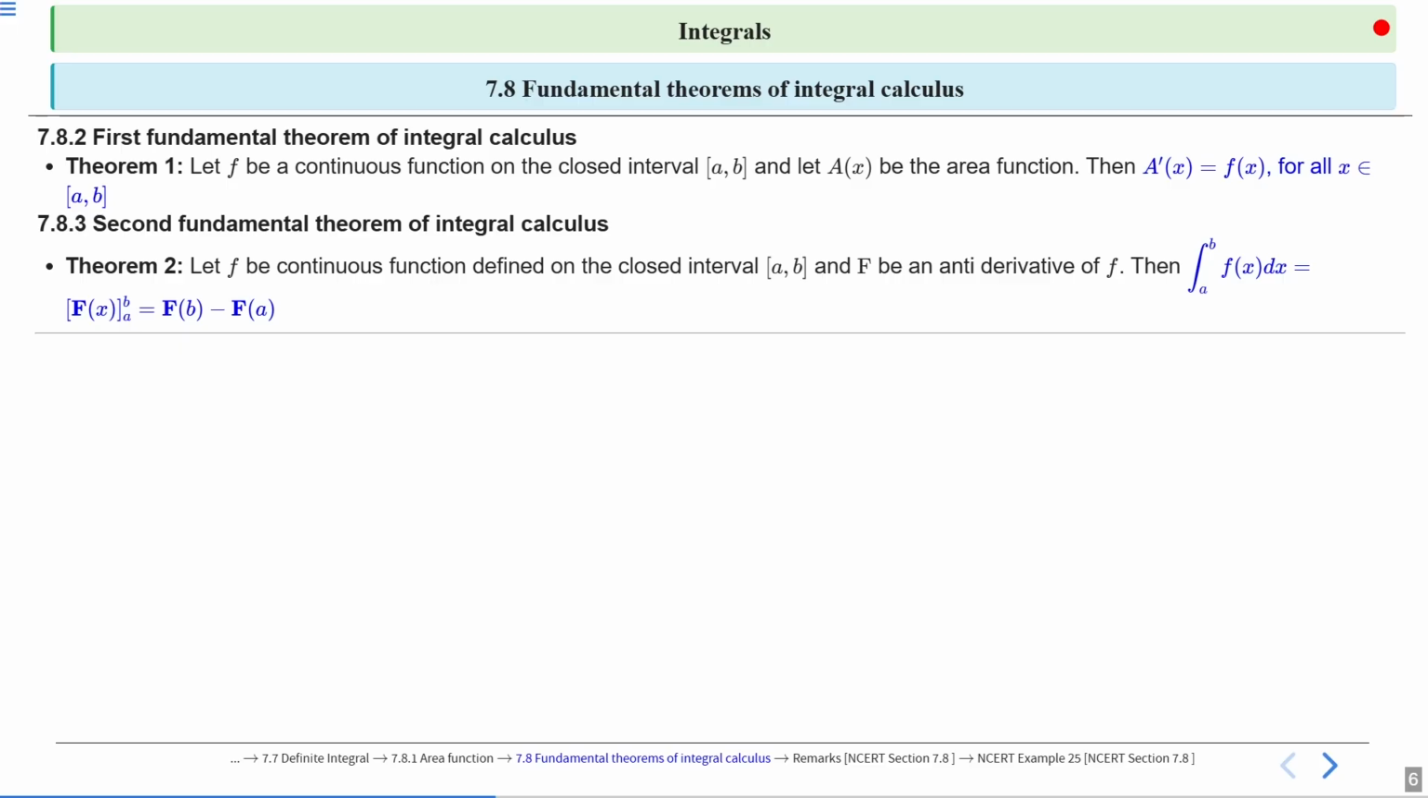The second fundamental theorem of integral calculus says, let f be a continuous function defined on the closed interval [a, b] and F be an antiderivative of f, then the definite integral from a to b of f(x) dx is equal to the value of capital F(x) from a to b, which is equal to capital F(b) minus F(a).